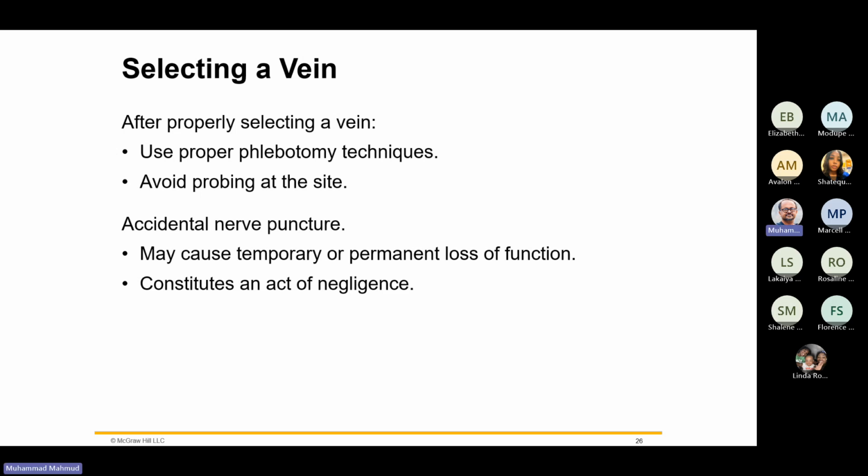After properly selecting a vein, you should use proper phlebotomy techniques and avoid probing. Patients have been awarded millions of dollars in compensation for loss of function. So always follow proper techniques and never probe for pain, because if we do so, accidentally we can injure the nerves underneath. That can cause temporary or permanent loss of function and constitutes an act of negligence.